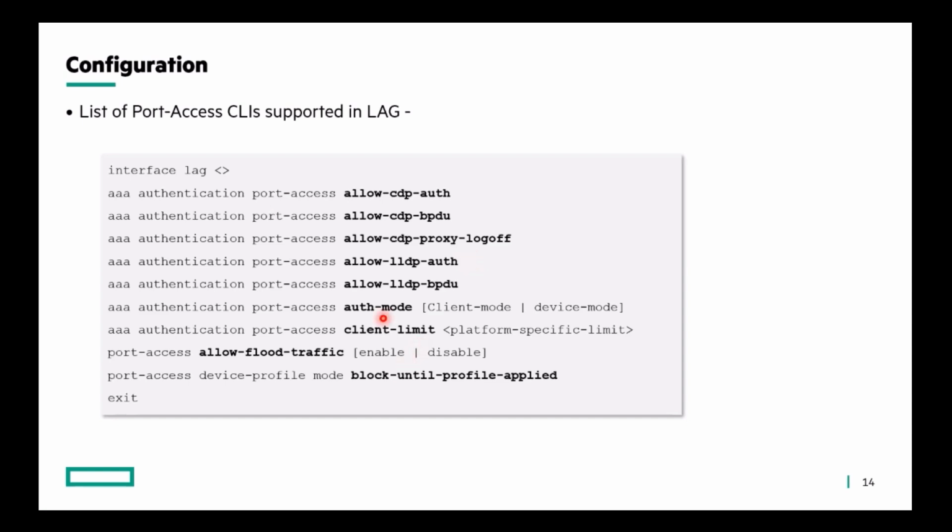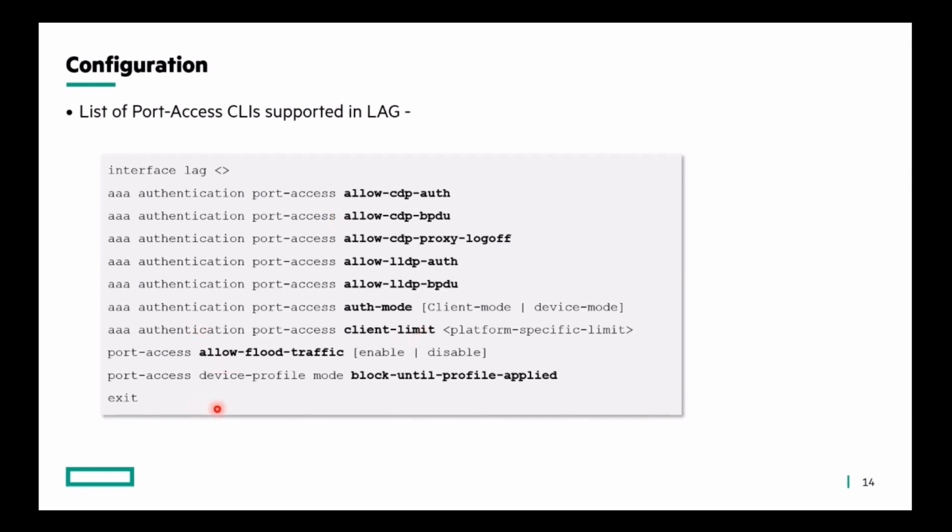And we can control the authentication mode of a LAG interface. Either it can be a client mode, where every device has to be authenticated, or it could be a device mode. Once the first device onboards, the port is open. Later on, any devices behind it can have network access. And we can configure the client limit, and it varies from platform to platform.